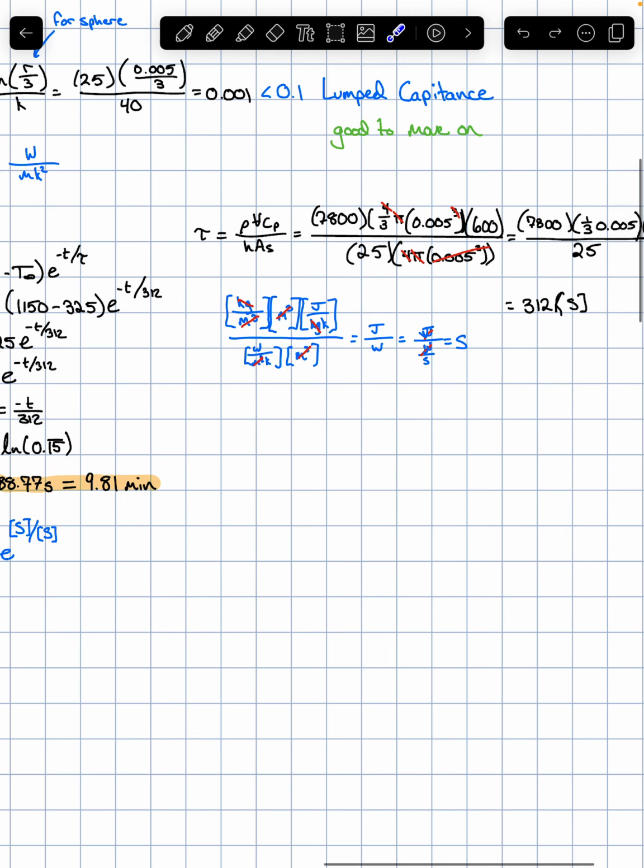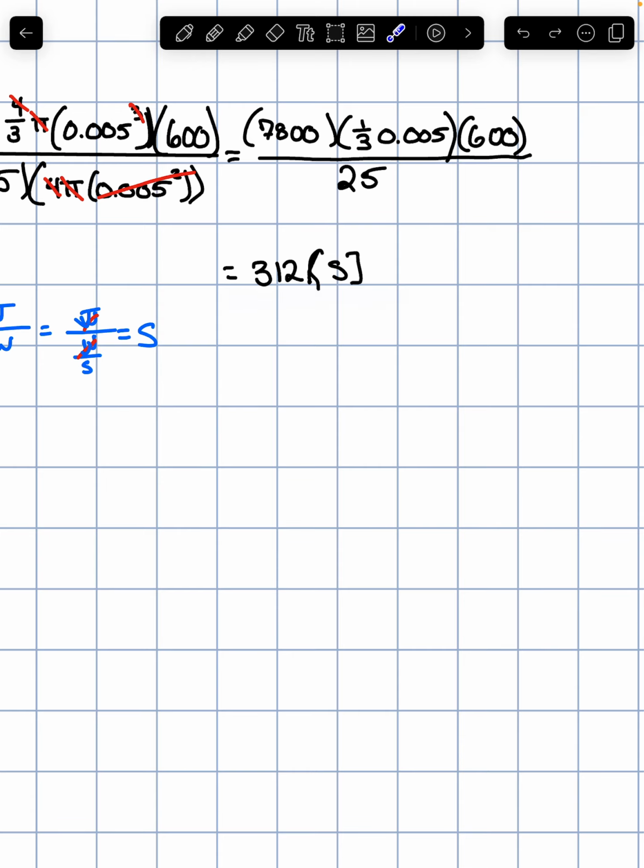This is, I believe, surface area. So we're going to go ahead and cancel a bunch of those numbers that we don't need to otherwise calculate, and it leaves us with this. And that gets us 312 when we plug it into the calculator.